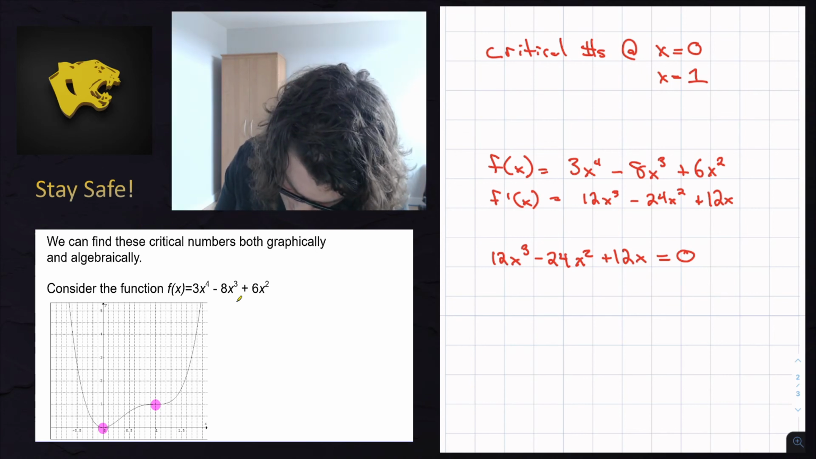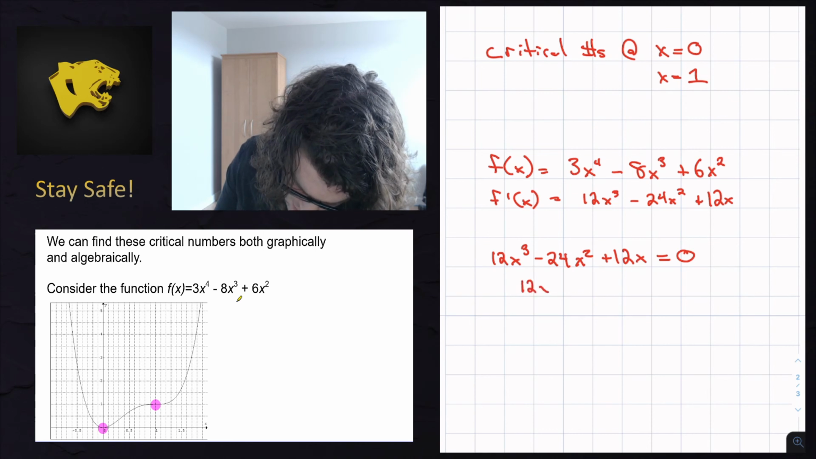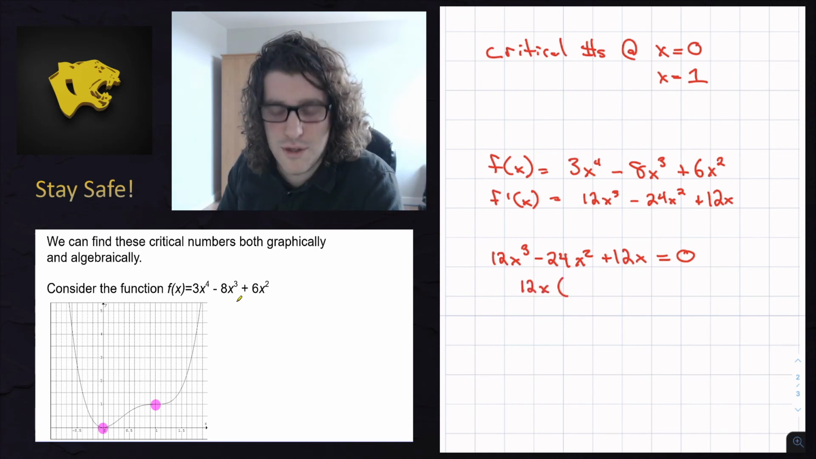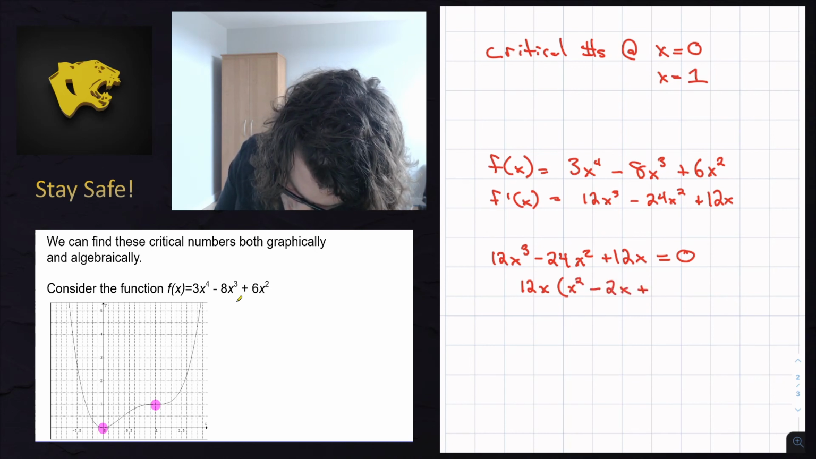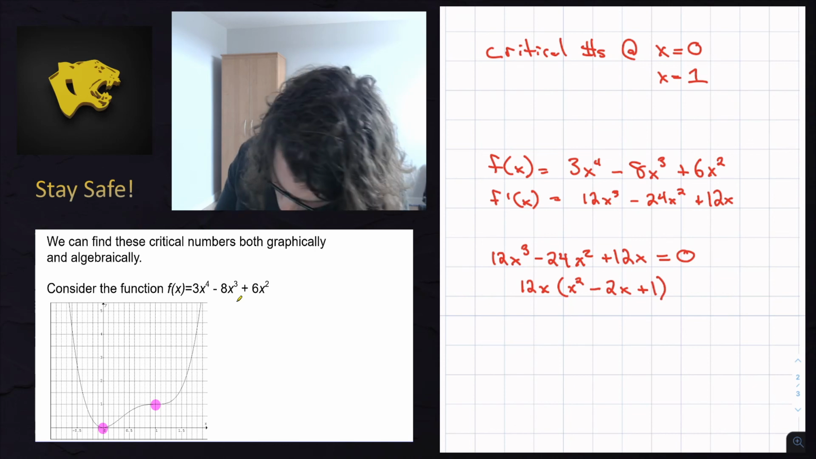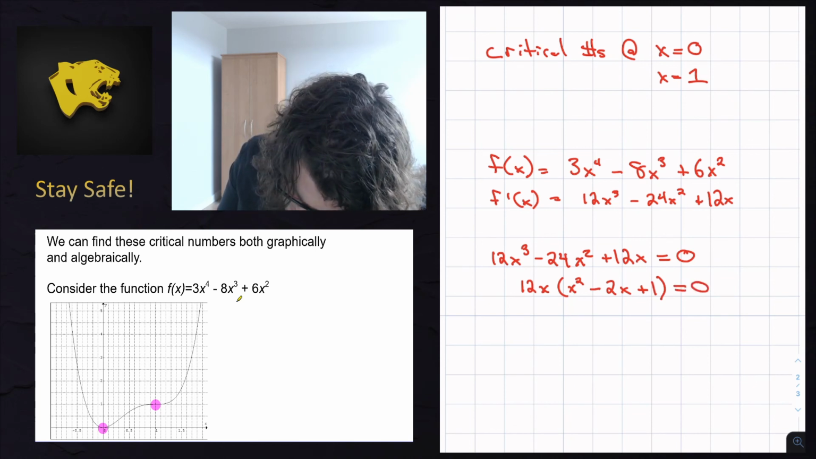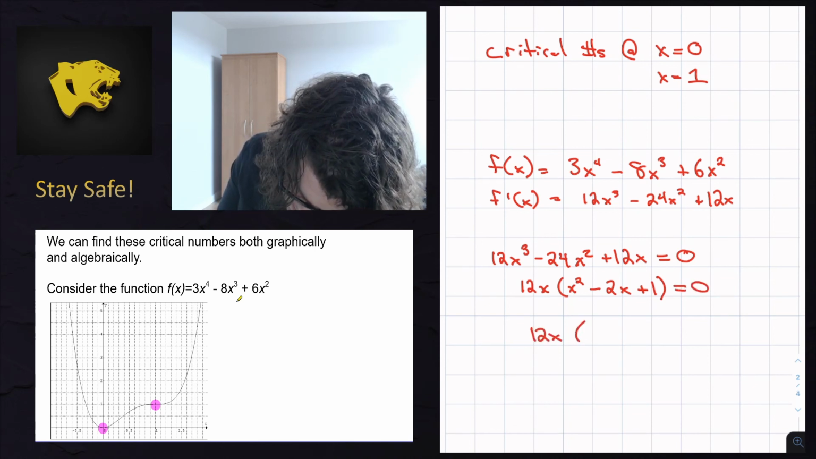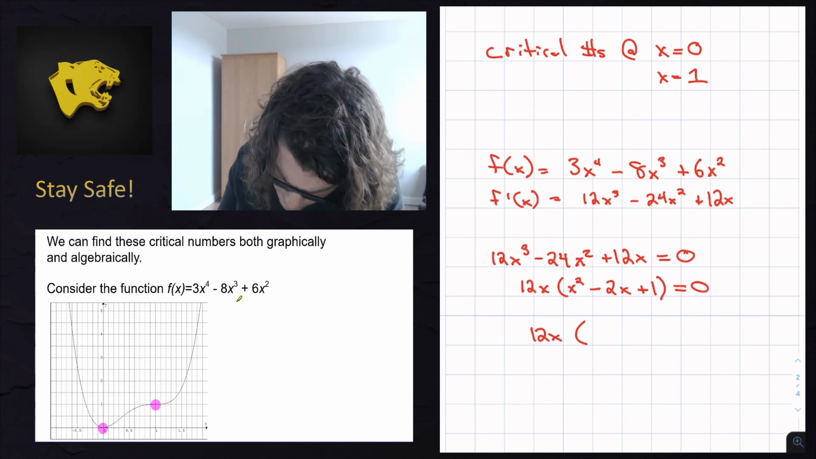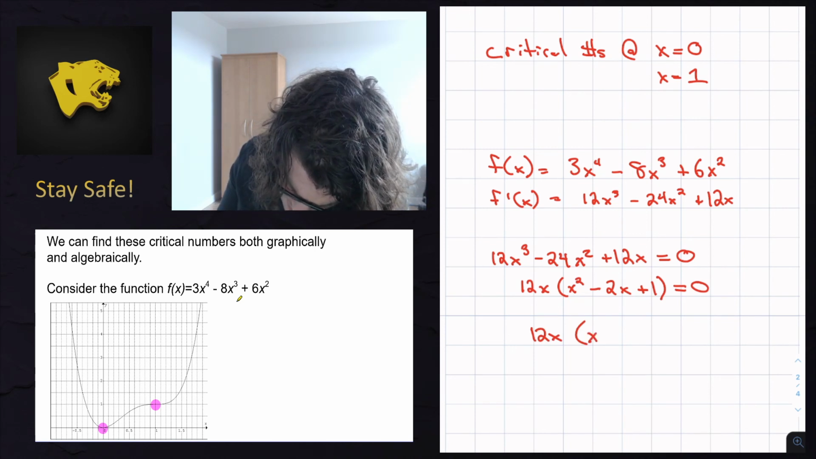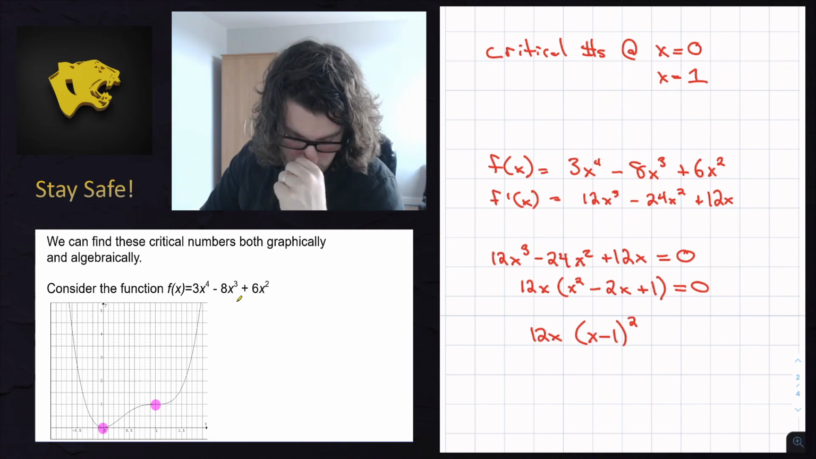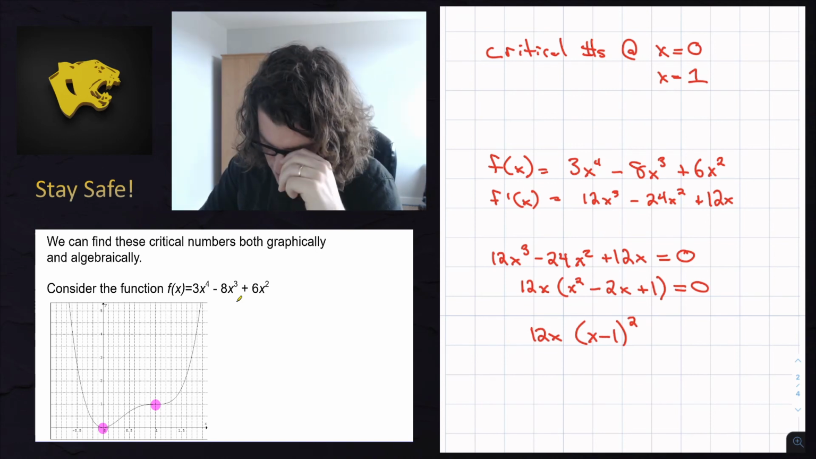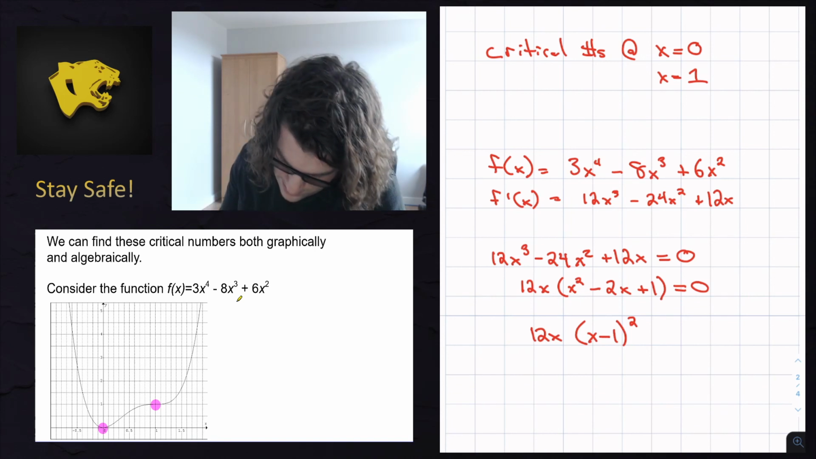So we factor out anything that's in common. In this case 12x is common for each of those three terms. We're left with x squared minus 2x plus 1 is equal to 0. So we get 12x, and then we would get two things that add to give you minus 2 and multiply to give you positive 1. So that would be x minus 1 and x minus 1 together. So it's x minus 1 squared. We get the perfect square for that quadratic part. Still all equal to 0.